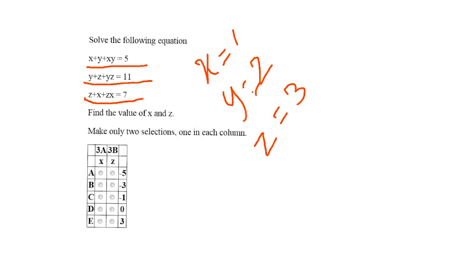So let us check the answer. For x, 1 is not there, but for z, 3 is there. 1 and 3 should be there, so this is not the solution that they expected.